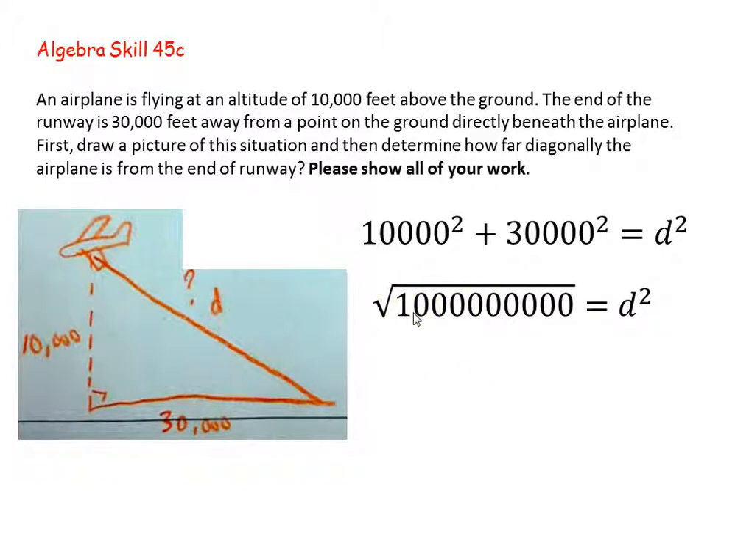So we have to take the square root of 1 billion because the square root of 1 billion is equal to d squared. Actually, the square root of 1 billion would be equal to d. So we're going to take the square root of 1 billion and find that that is approximately 31,623 feet. So that's what this distance is right here. It's 31,623 feet because the square root of 1 billion equals d, not d squared. This 2 should not be there.